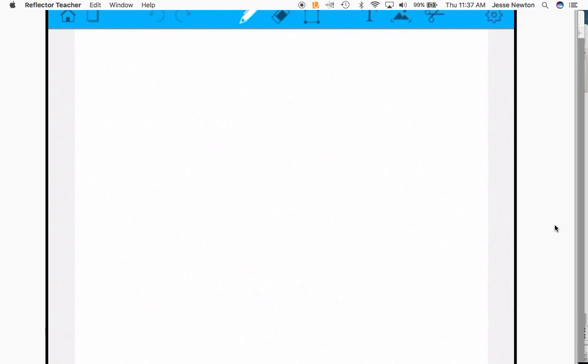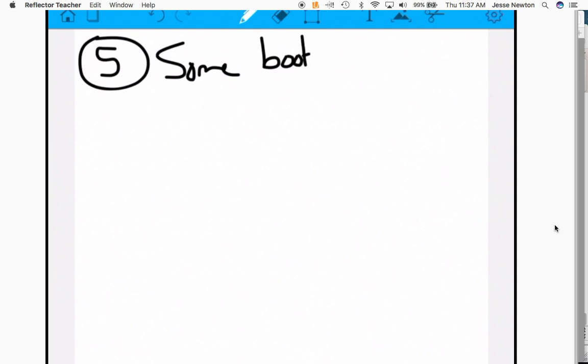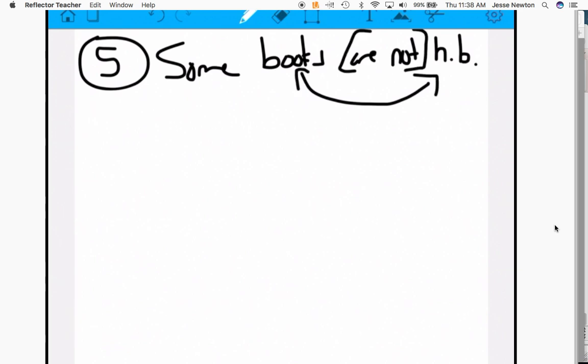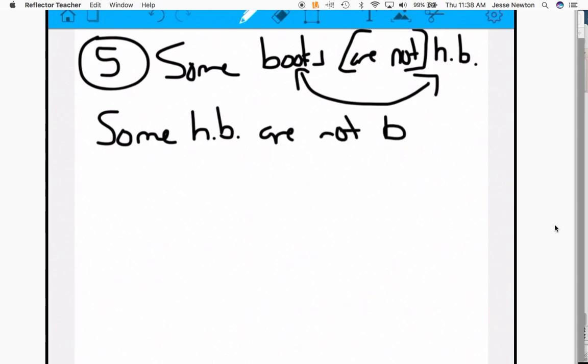All right, now you're asked to do problem number 5. Some books are not hardbacks. I'm going to abbreviate that. So how do we find the converse of this? Well, keep in mind that "are not" is our copula, hardback is our predicate, books is our subject. So the converse would be some hardbacks are not books.